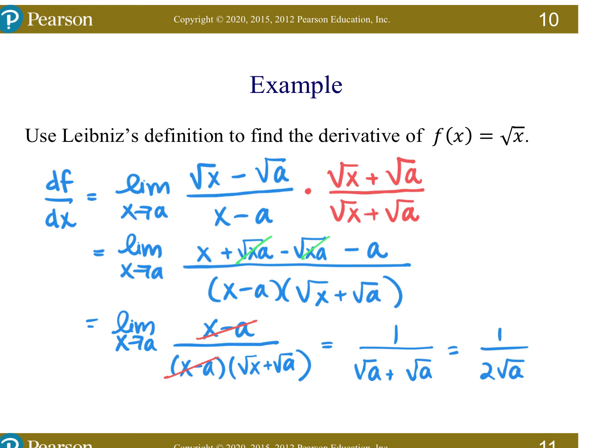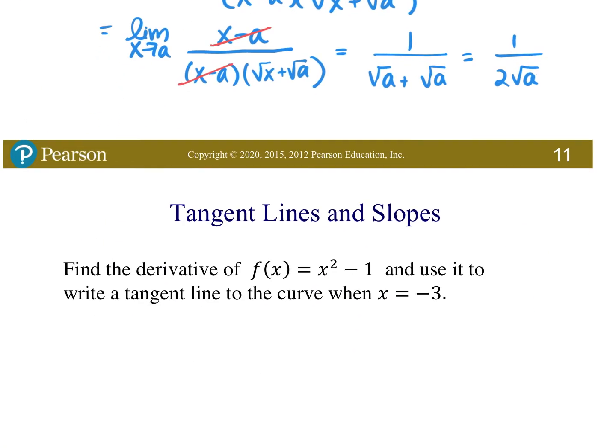If I want to know the slope at 25, who can tell me the slope at 25? 1 over 2 rad 25. What's that? 1 over 10. Okay, the slope is 1/10 at any value. So do you not have to rationalize that? No, we don't have to rationalize it. Any equivalent answer is okay.